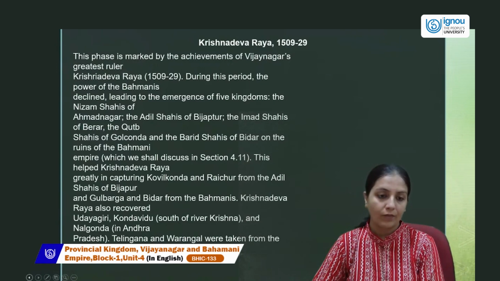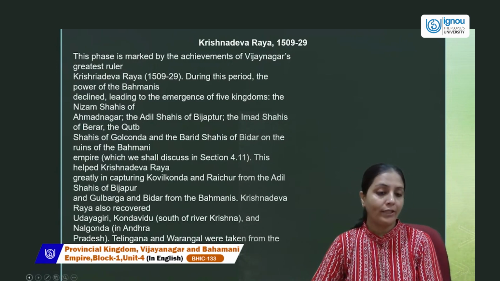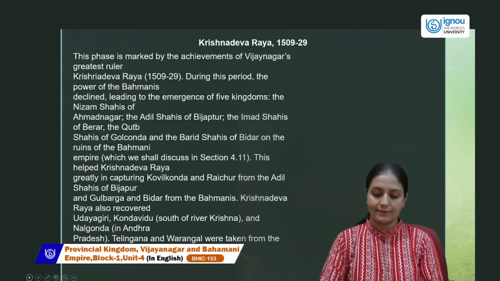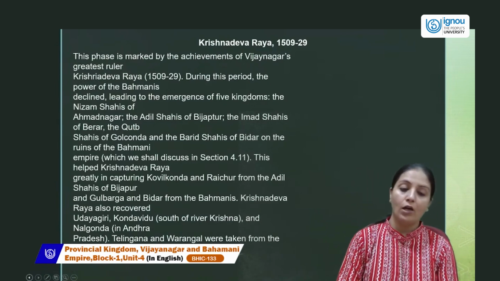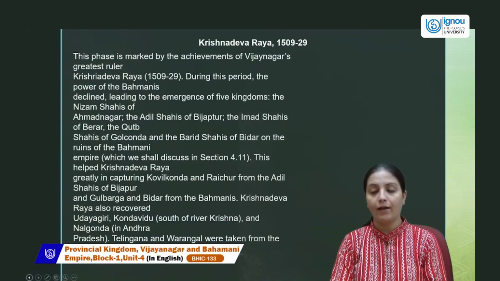Telangana and Warangal were taken from the Gajpatis. These were the winnings of Krishnadev Raya at that time.